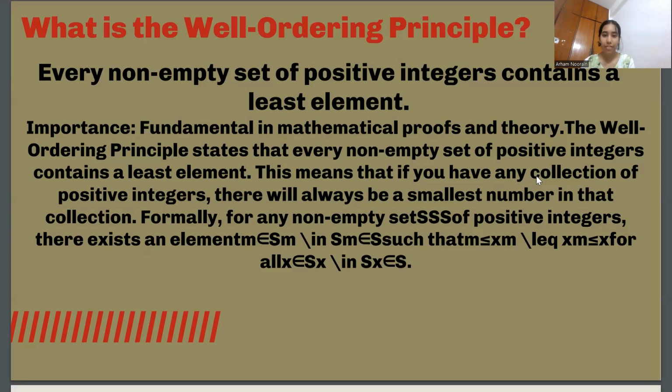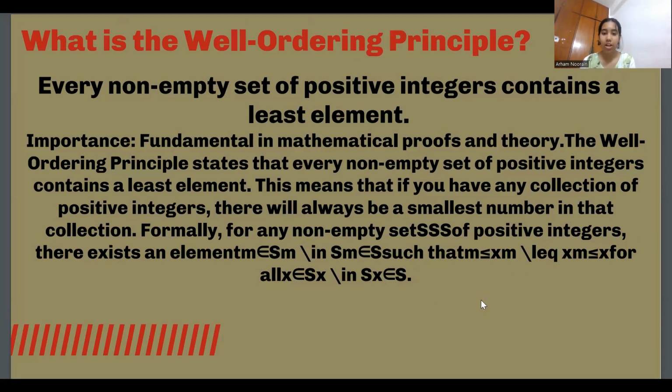It states that every non-empty set of positive integers contains at least one least element. This means that if you have any collection of positive integers, there will always be a smallest number in the collection. Formally, for any non-empty set S of positive integers, there exists an element that is less than or equal to every other element.